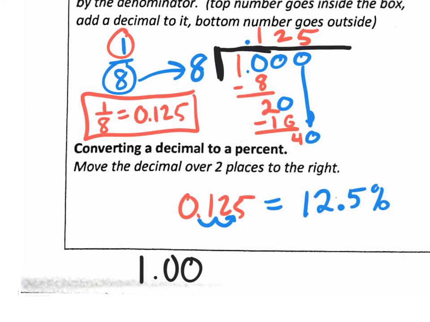That's why the number 1, the whole number 1, or the natural number 1, the whole thing, means 100%. Okay, so if you were to move it 2 over, that's why you'd end up with 100 as a percent. Okay.